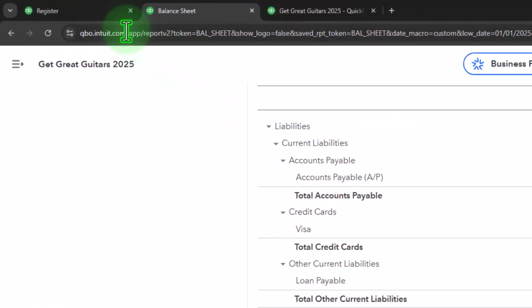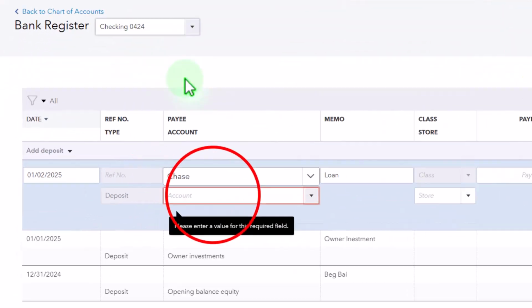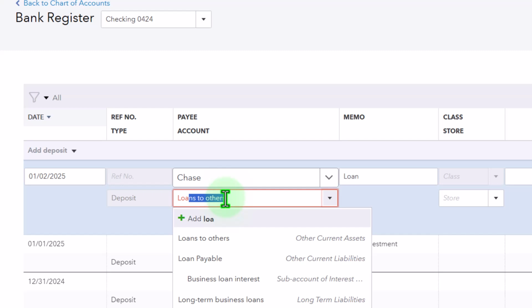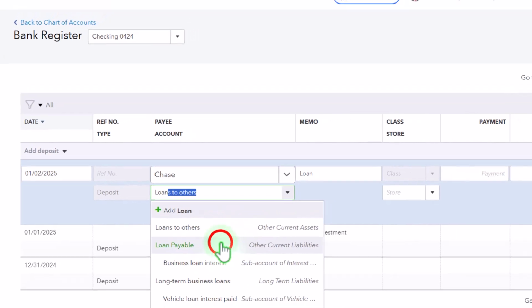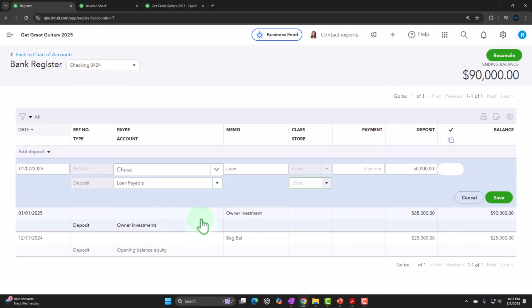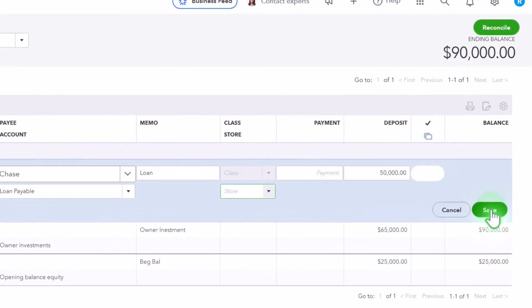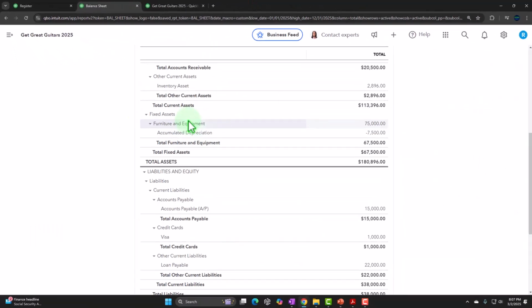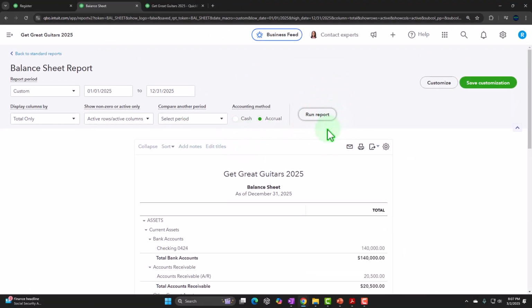But the general idea for financing is we're going to put the loan on the books, and I'm just going to put it here into loan payable. Loan payable for our purposes at this point, current liability, boom, loan payable. So this is going to increase loan payable. The other side's going to go to cash. Cash is going up, loan payable goes up. Let's save it, and then go to the balance sheet and run it to refresh it.